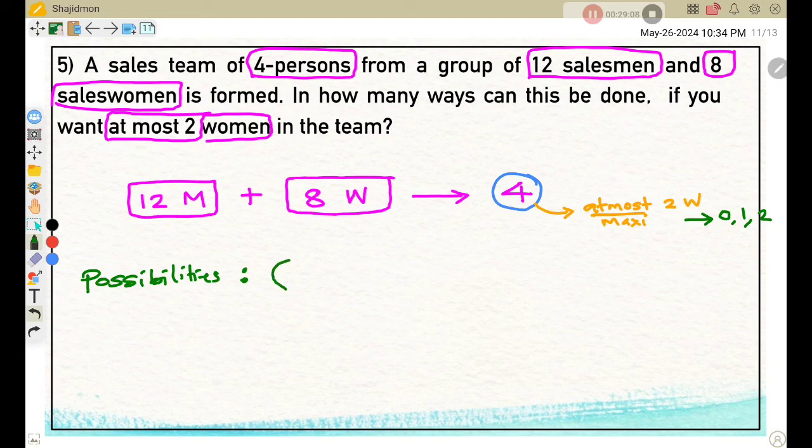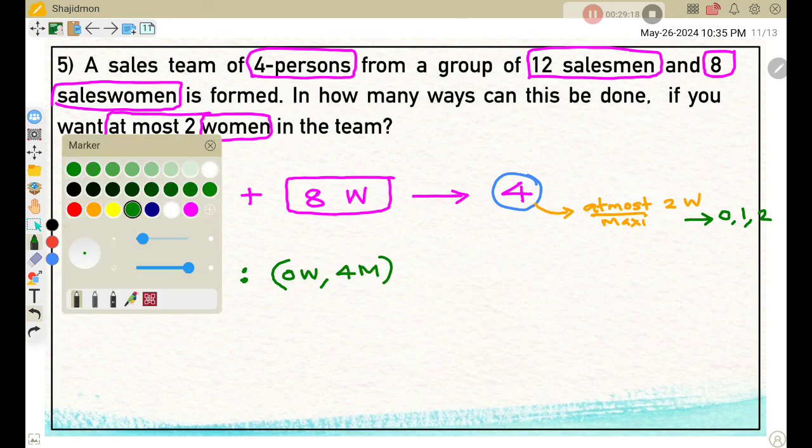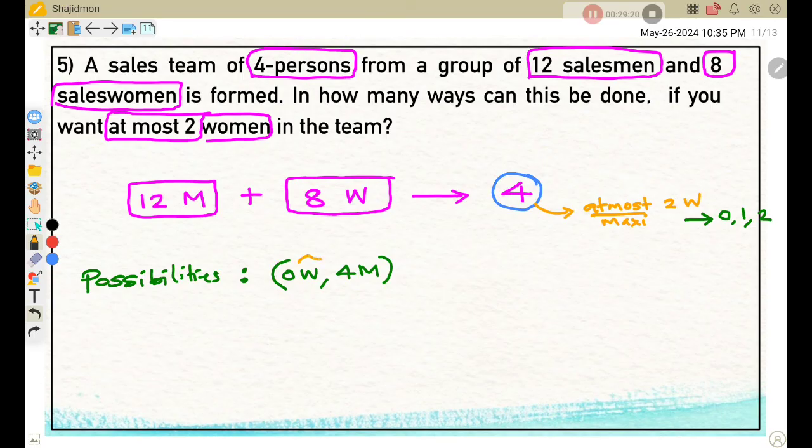First possibility, for example, there is no woman, 0 women. So at that time, how many men will be there? 4 men will be there, because we are selecting 4 people totally. So when we add 0 plus 4, you need to get the same number, 4. Out of those 4 people, 0 women, there is no saleswoman, but 4 salesmen. This is one of the possibilities.